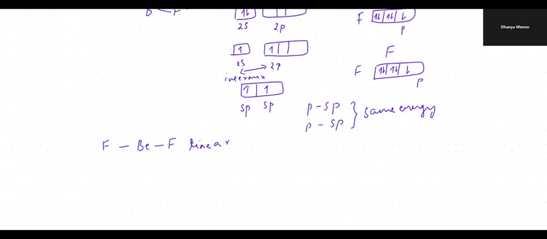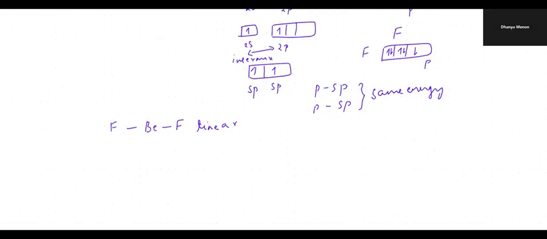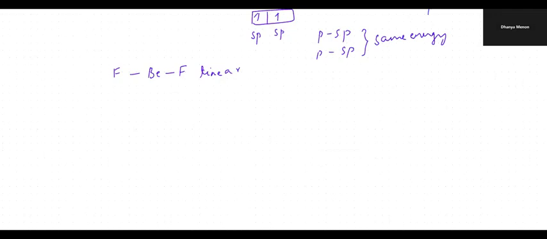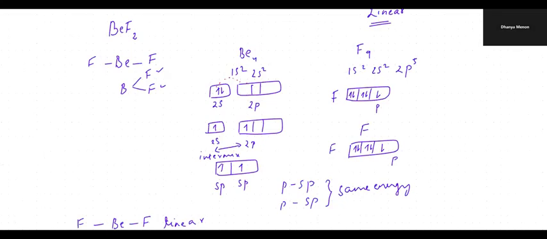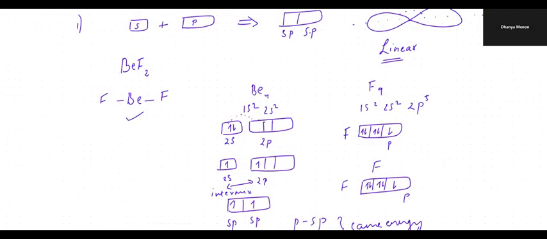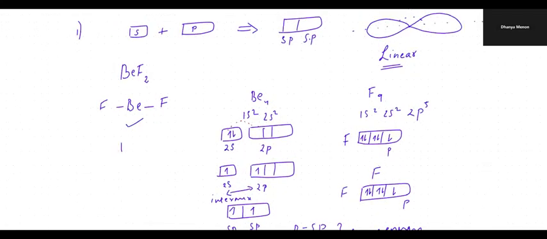Okay, now this is the first one. I hope this is clear. So you must remember that whenever we come across beryllium fluoride, it has the linear geometry with a bond angle of how much? 180 degree. This is the first example.